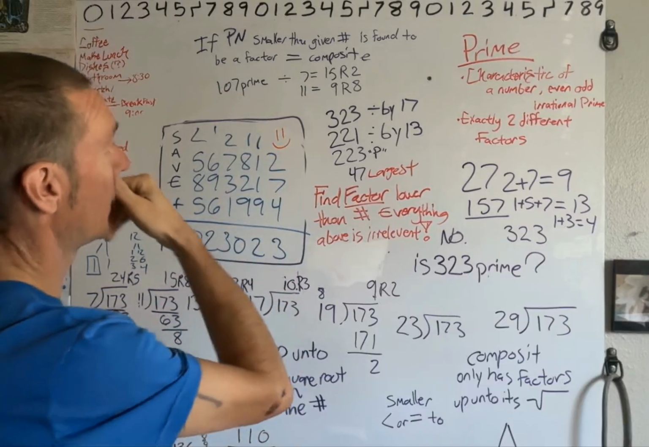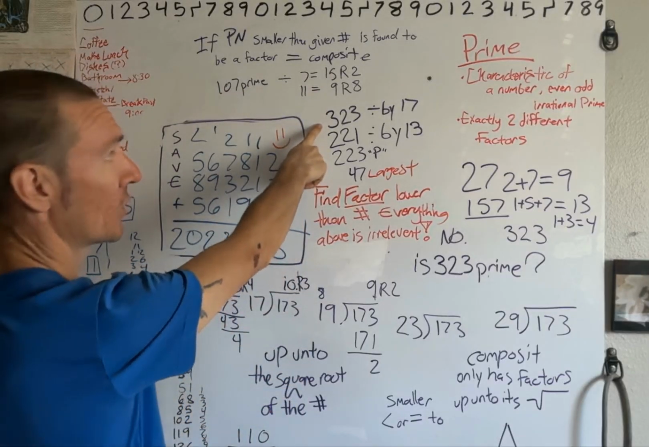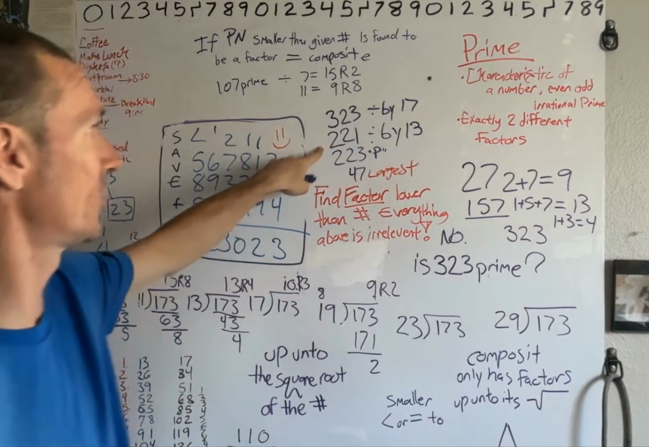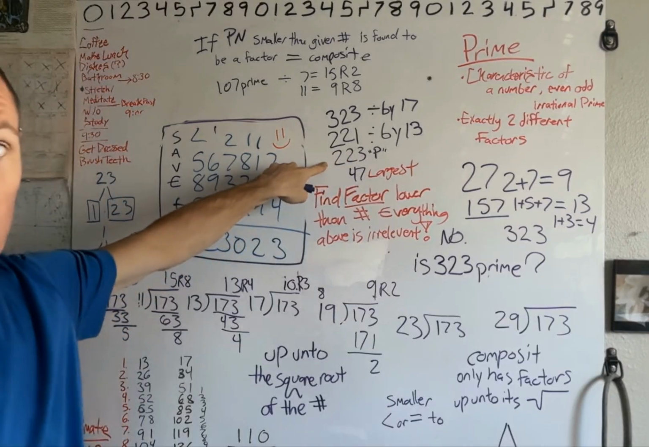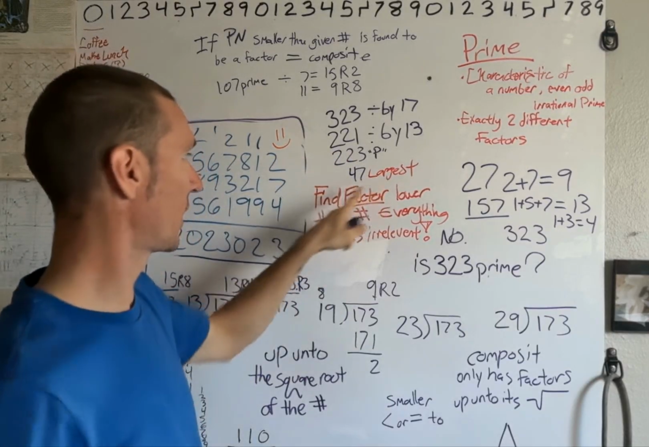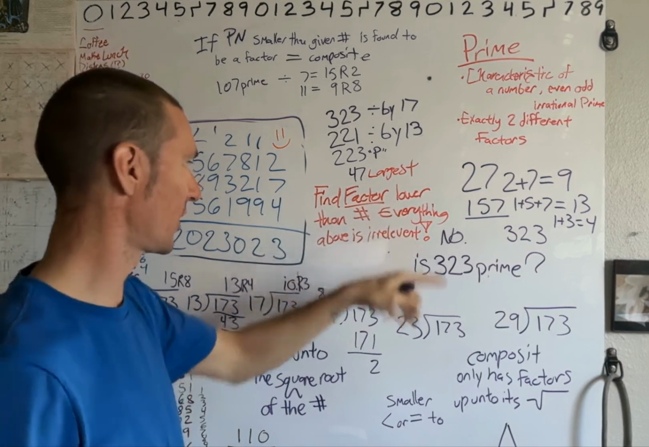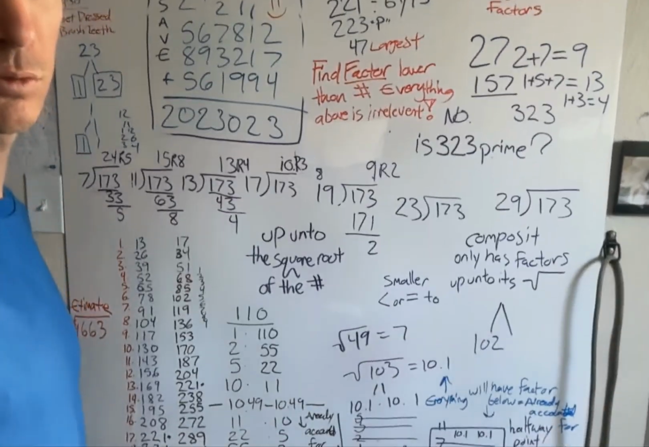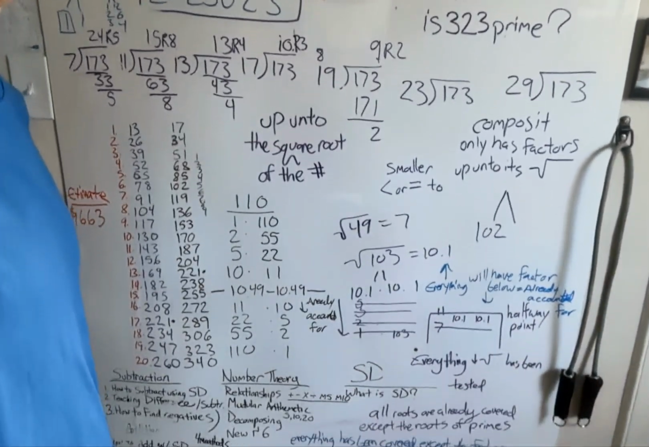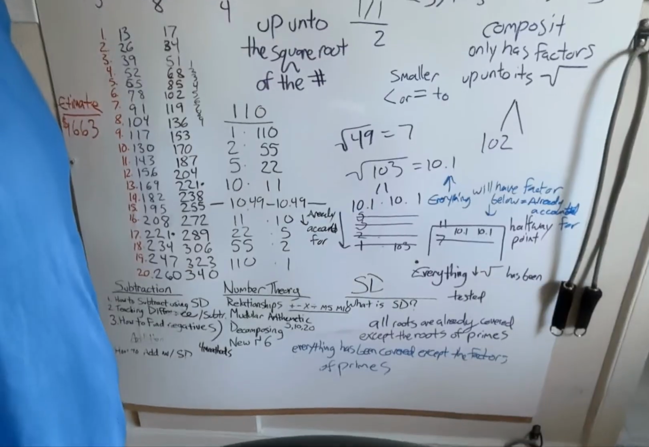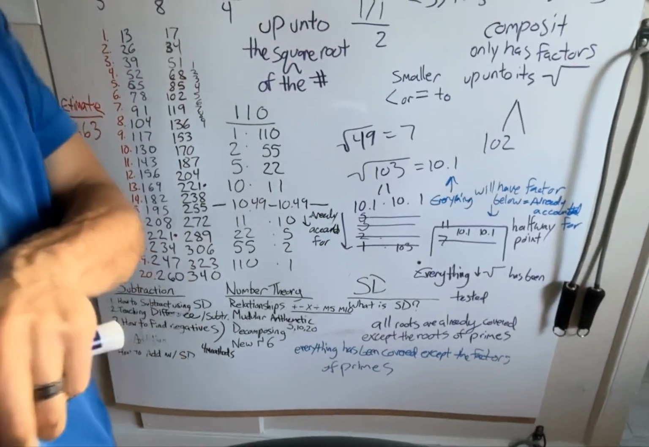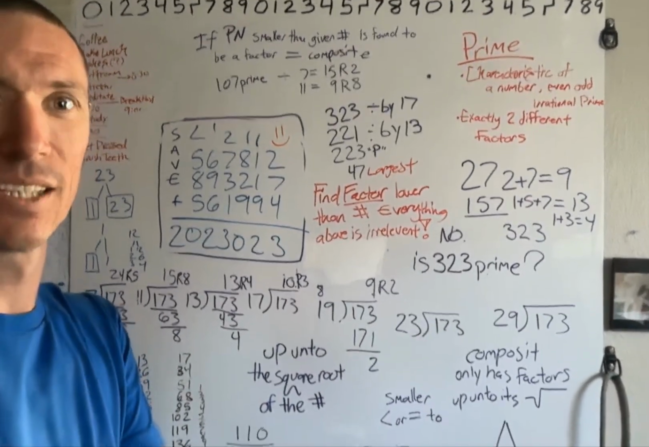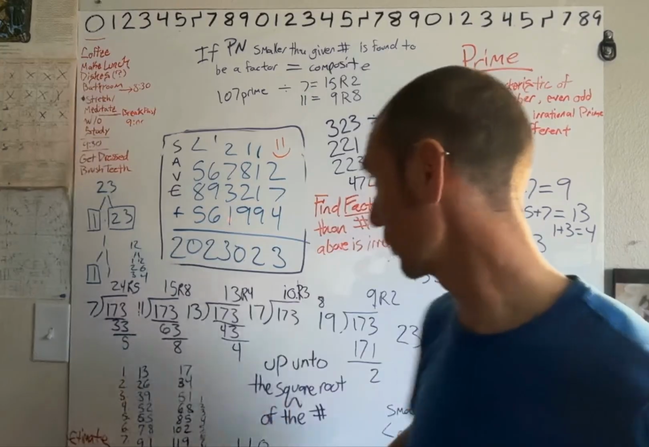I'm testing composites. Is 323 prime? Well, it's divisible by 17. 221, it's divisible by 13. 223 is prime. Okay, well, find the largest factor lower than the number. Everything above is irrelevant, right? Y'all can't see this, but this just goes. My whole board is full because I was working on this last night.